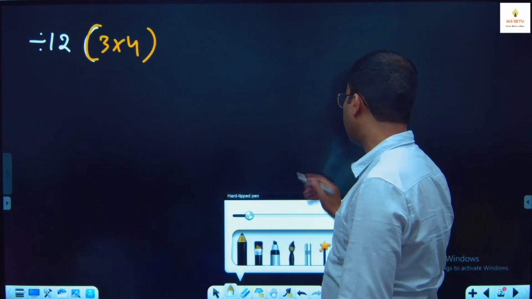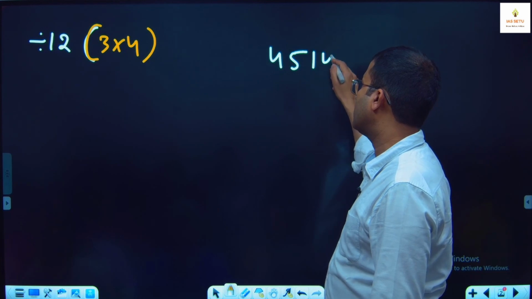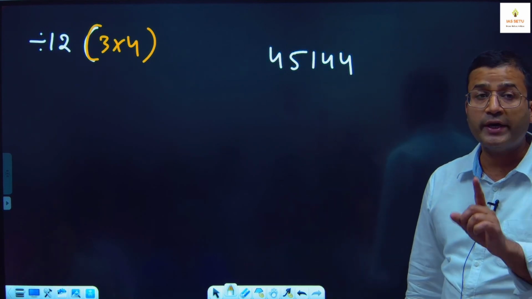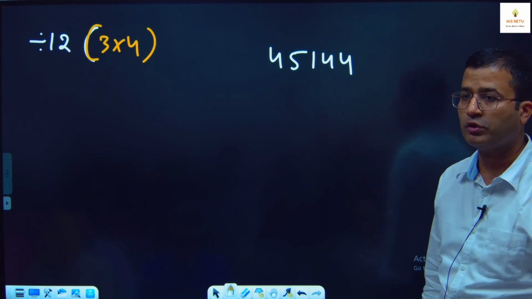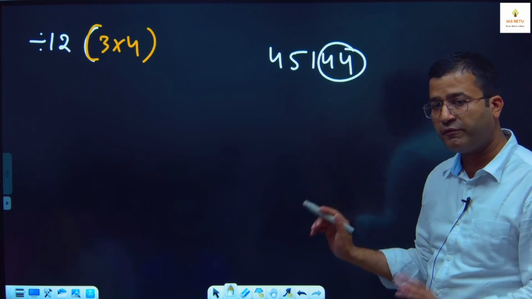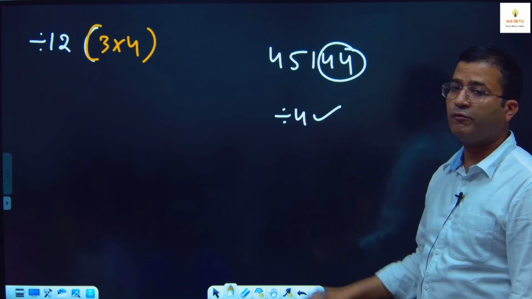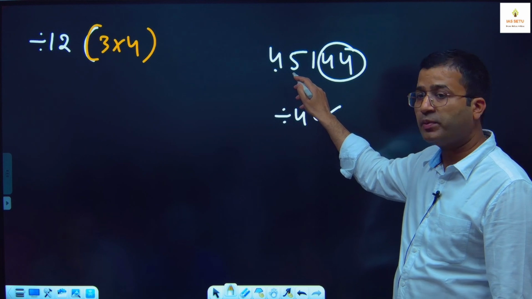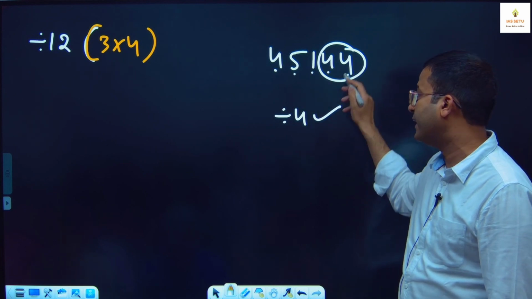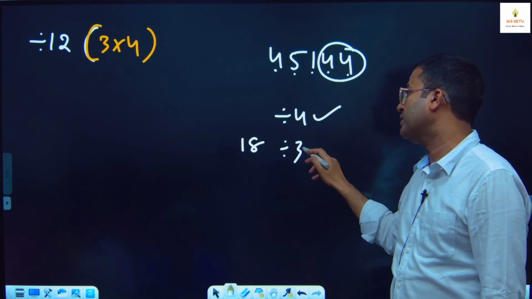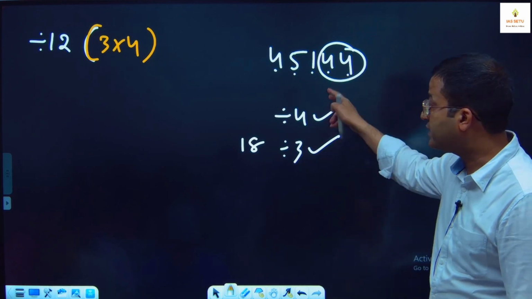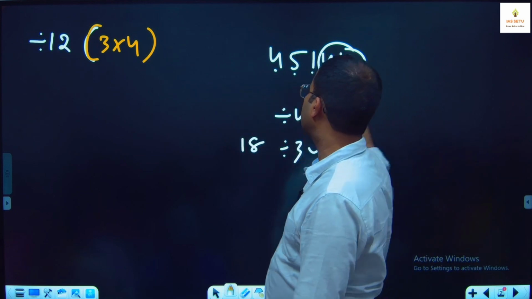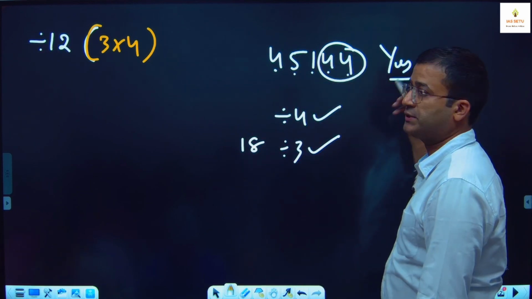Let me take one example. 45,144. First you check divisibility of 4, provided that you remember all the multiples of 4. 44 is divisible by 4, so this number is divisible by 4. Yes. We check if this number is divisible by 3. Yes or no? 4 plus 5, 9, 10, 14, 18. 18 is divisible by 3. Yes. This number is divisible by 4, this number is divisible by 3, so this number is divisible by 12. Yes.